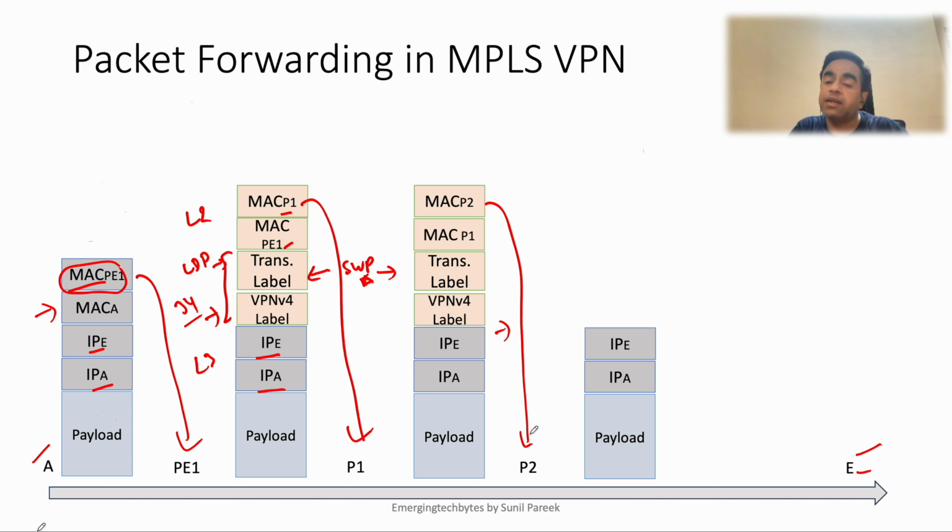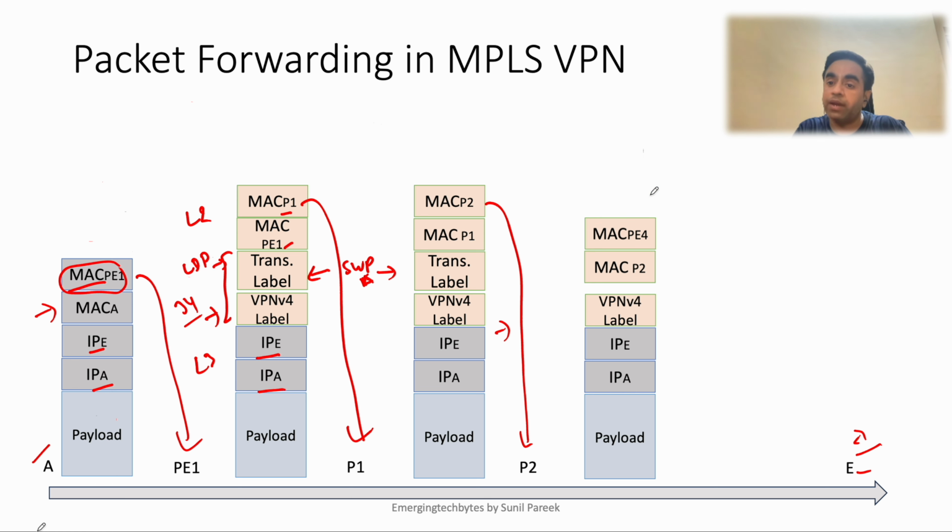P2 is directly connected to PE4, and PE4 is the egress PE device which is connected to my customer edge device, which is E. So P2 will also not look at the inner packet. P2 will also not look at the VPN label because it has nothing to do with it, but it will look at that transport label. Because P2 is directly connected to PE4, this transport label will get popped because of the implicit null operation, and then you put the MAC address of P2, and the destination MAC address will finally be PE4.